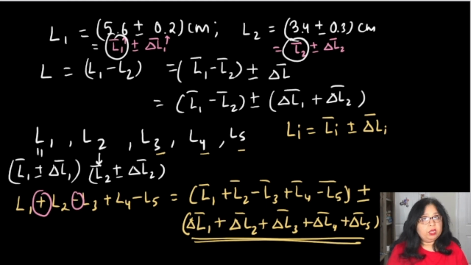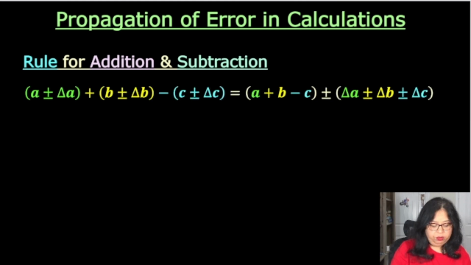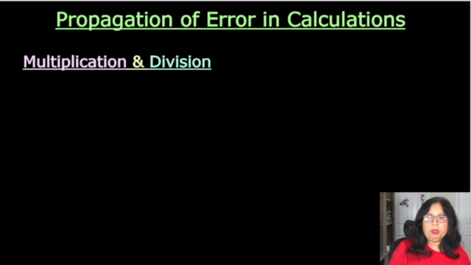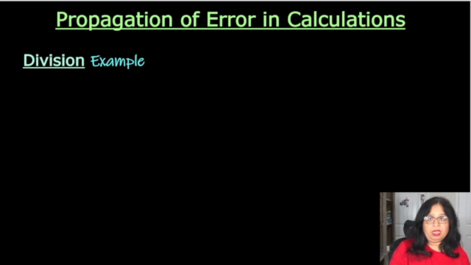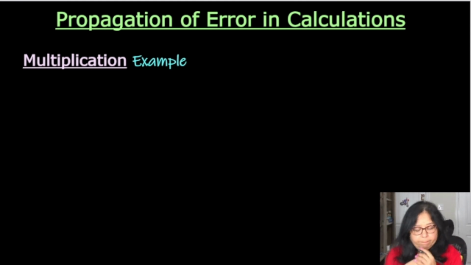I'm going to next look into the rule for multiplication and division very quickly, but in the next lecture we're going to solve several examples, several problems based on the propagation of errors. Rule for addition and subtraction. Here, very quick review. Already did it, showed you on the last slide. Multiplication and division. Example. All right, let's look at an example.